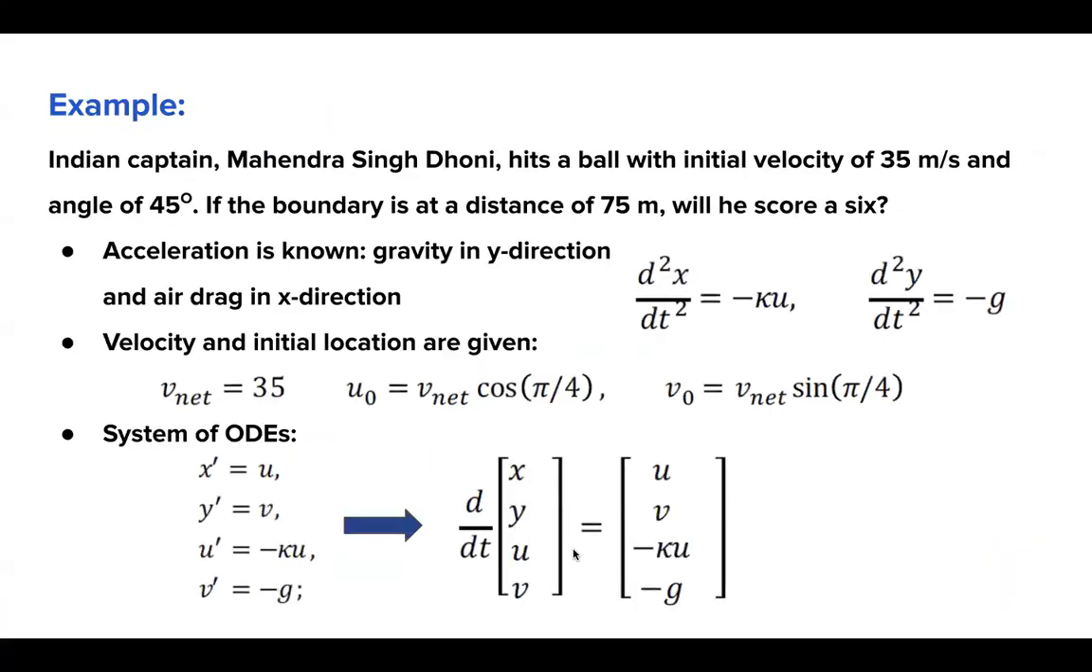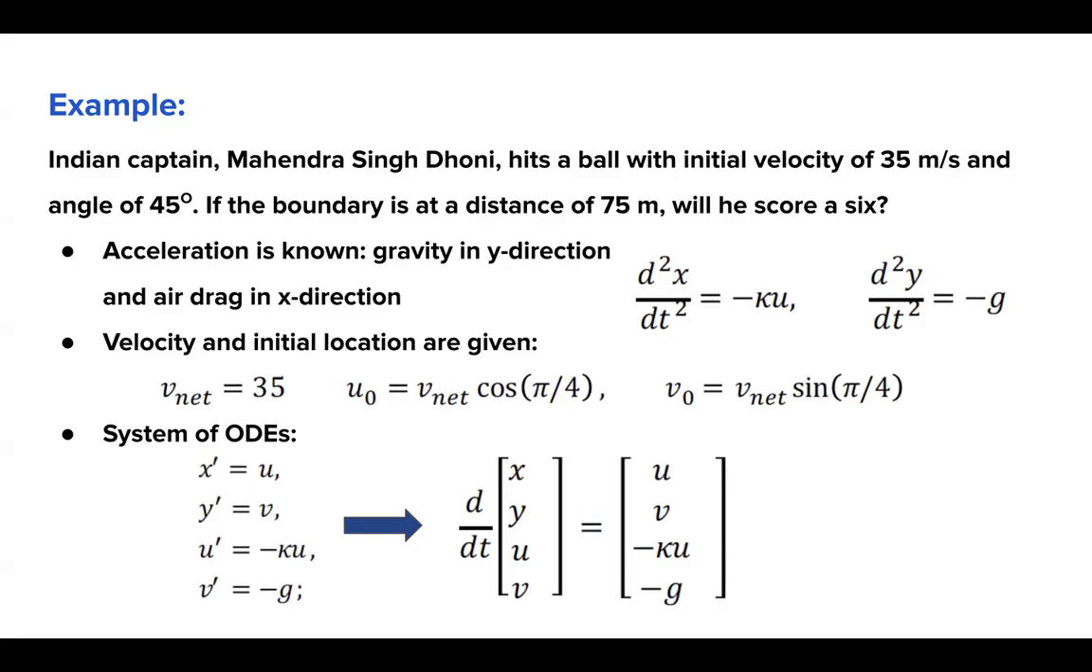So this is one example which we have seen in the beginning of our course. We have the Indian captain Mahendra Singh Dhoni hitting a ball with an initial velocity of 35 meters per second at an angle of 45. So it's like a projectile motion. Now, if the boundary is set 75 meters from the batter, will the batter score a 6 or not? So when will it score a 6?